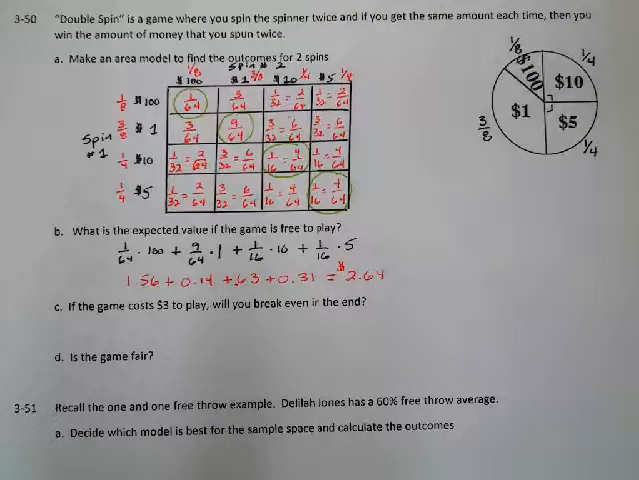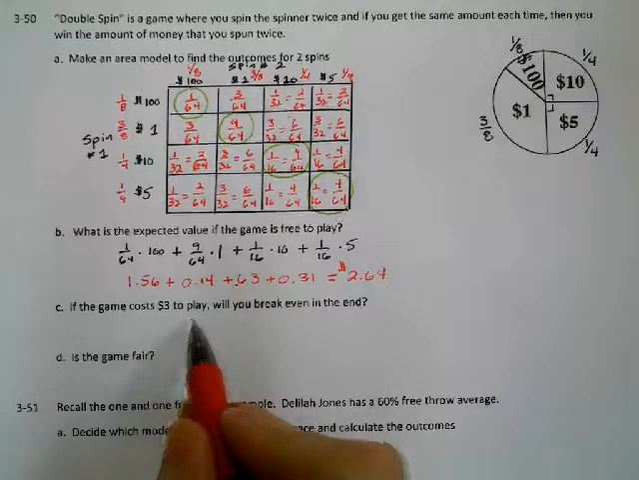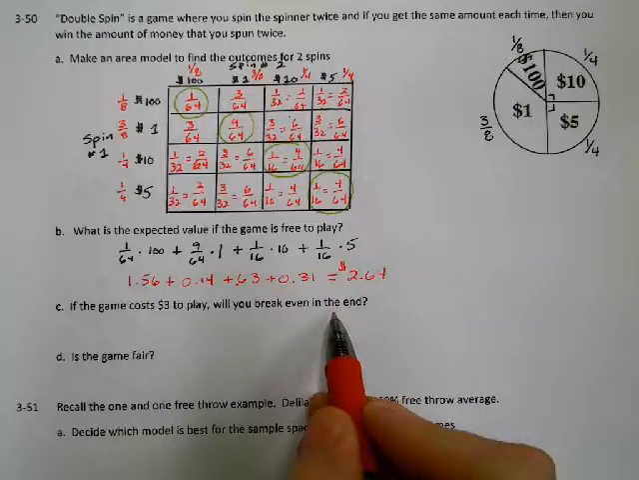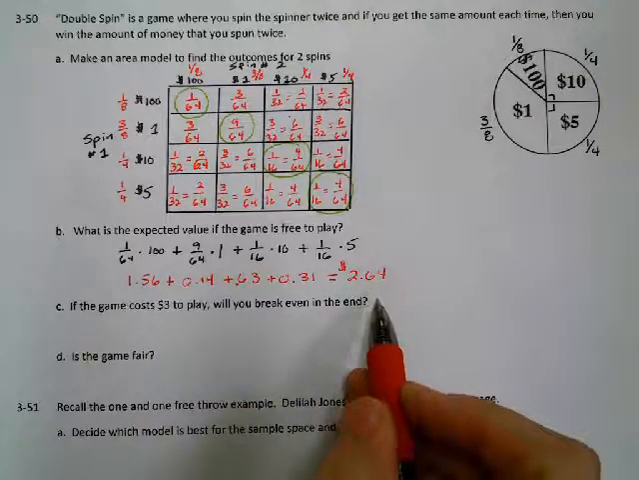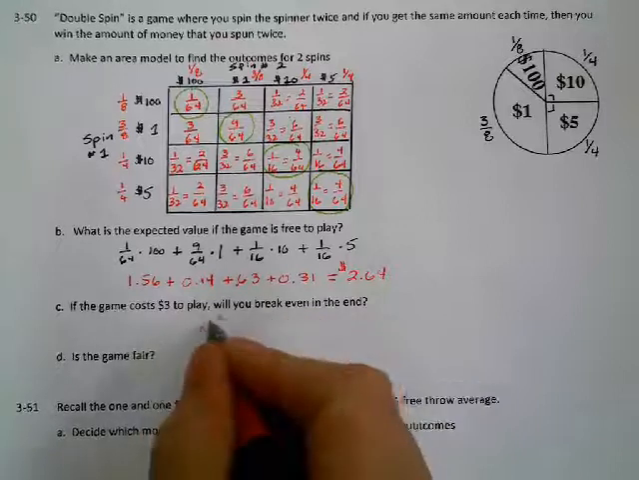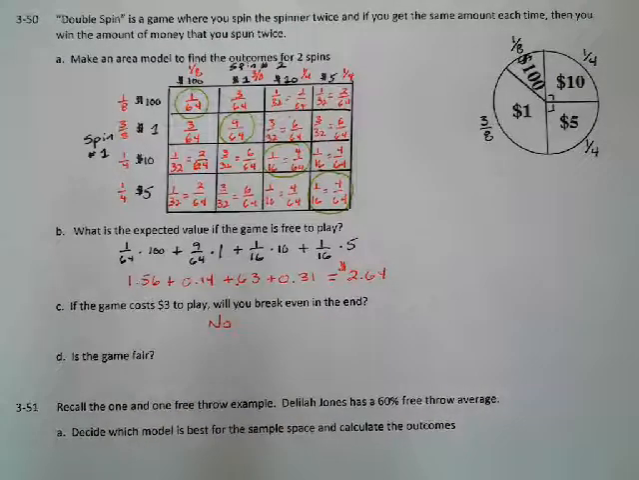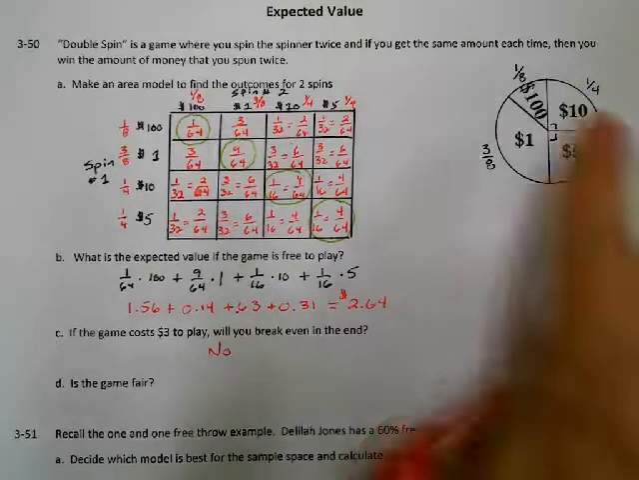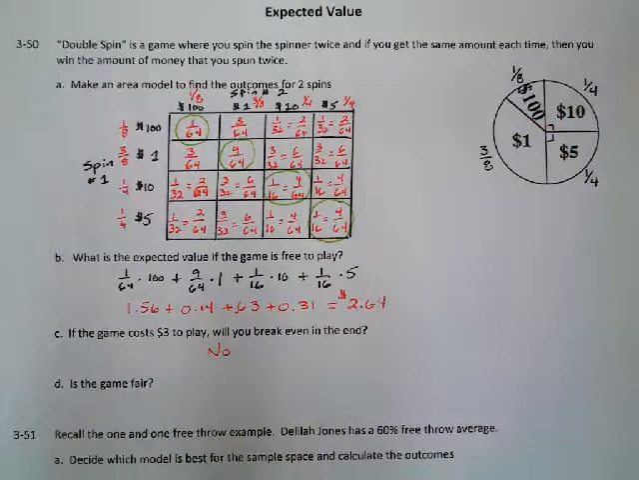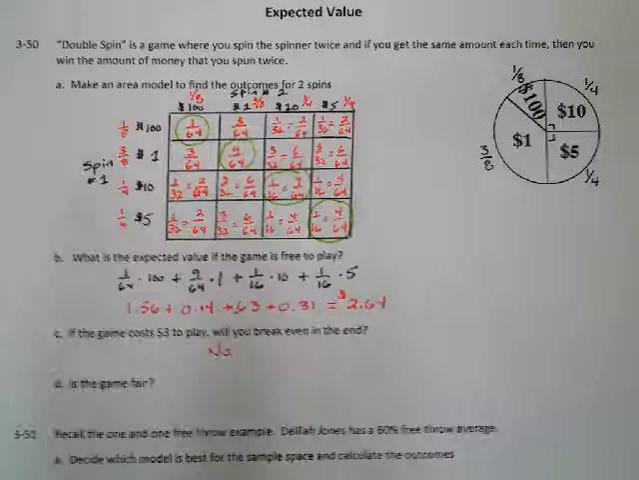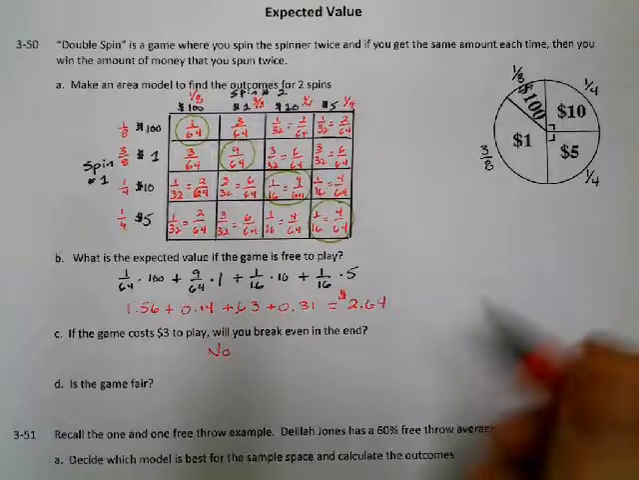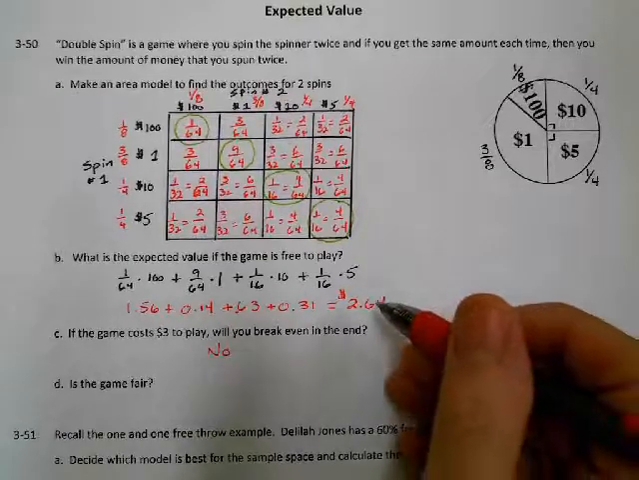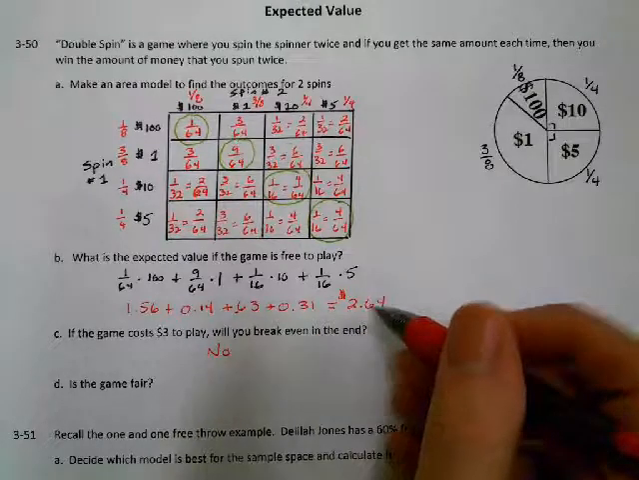All right, if the game costs $3 to play, will you break even in the end? No. If I'm spending $3 to play it and only expect to make $2.64, I'm probably going to be losing money on this one. So no, we won't break even. Now, is it possible to make more money than what we spend? Yes, of course. I could spend $3 and spin $100 and then spin $100 the second time. And off of $3, I could make $100. So I net $97. That's possible. But according to the probabilities, if I keep on playing this game, I'm not going to come out as a winner in the end because I should expect to only make $2.64.